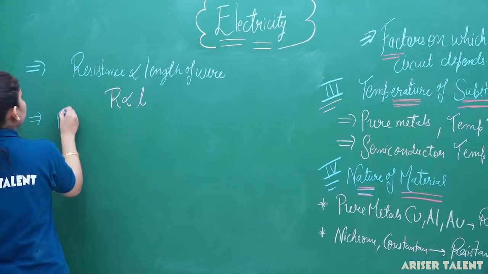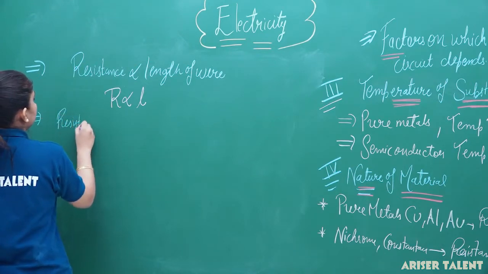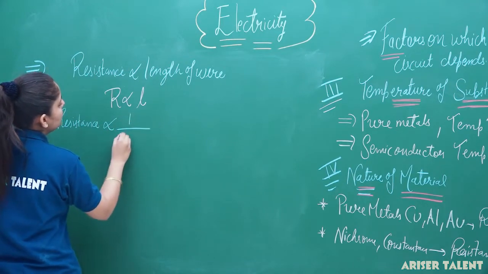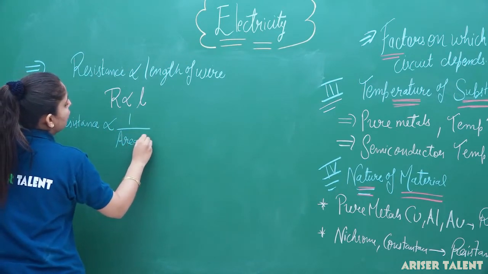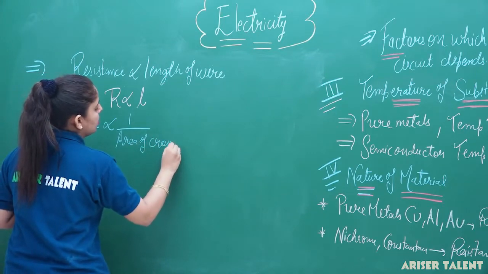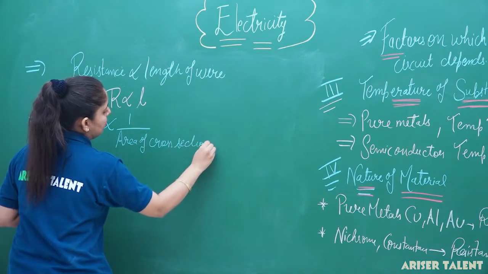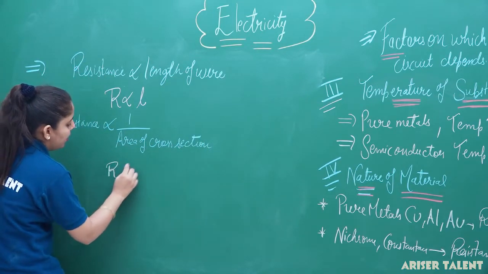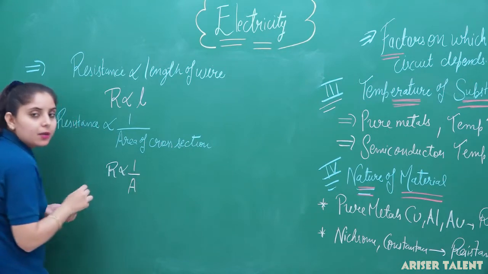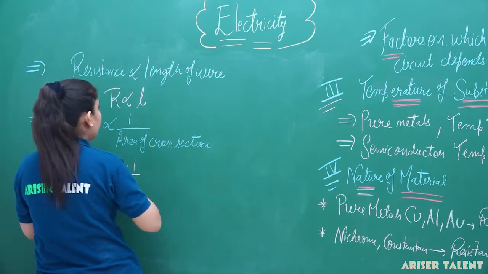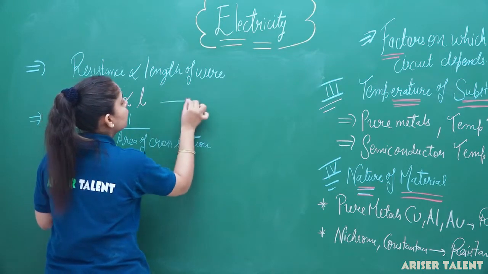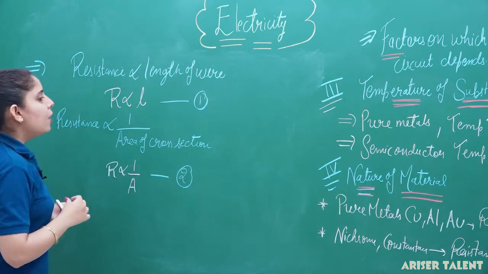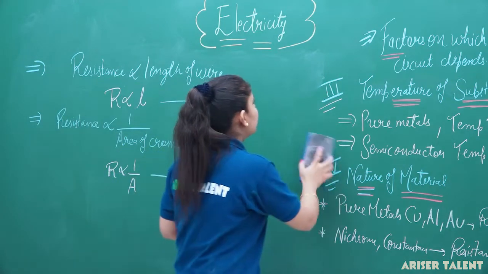Second factor, we have seen that resistance is inversely proportional to the area of cross section, and I can write it as R is inversely proportional to 1 upon A. So this is our equation number 1 and this is our equation number 2. Now we are just combining these two equations here.